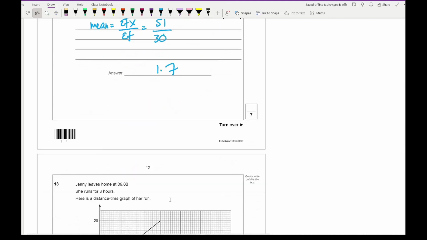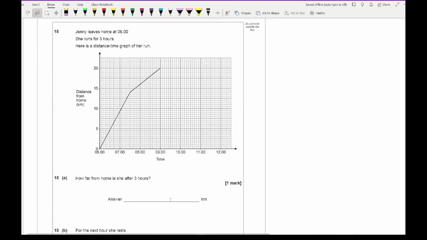So question 18 says that Jenny leaves home at 6 a.m. She runs for 3 hours. Here is a distance time graph of her run. It asks how far from home she is after 3 hours. So what we need to do here is look along our vertical axis, which shows distance, and after her run you can see that she is 20 kilometers from home.